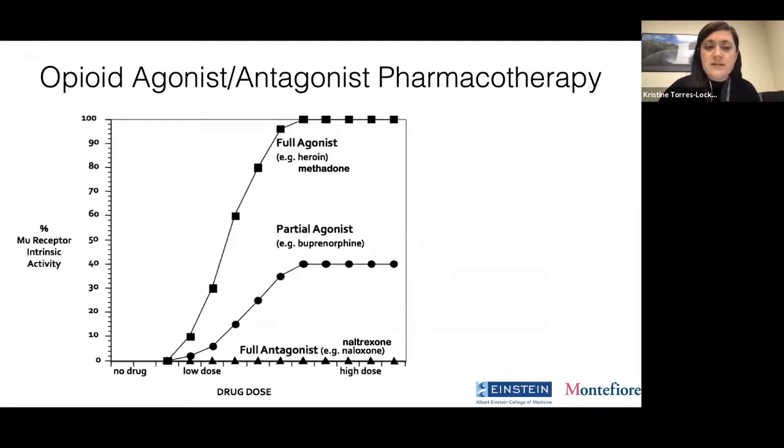So there are three medicines that we have for opioid use disorder. One is methadone, which is a full agonist. One is buprenorphine, which is a partial agonist, and we'll mostly talk about those. But there's also an antagonist, a total blocker at the receptor that has no activity at the opioid receptor, and that's naltrexone.